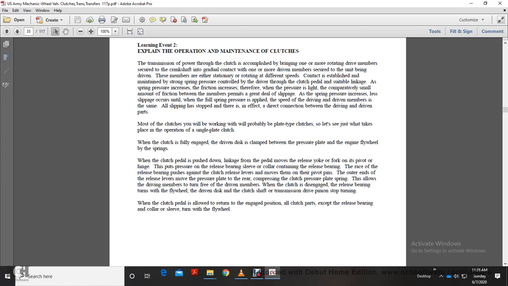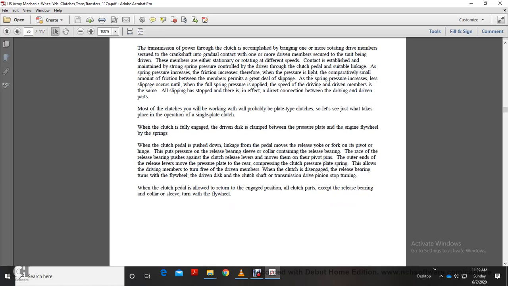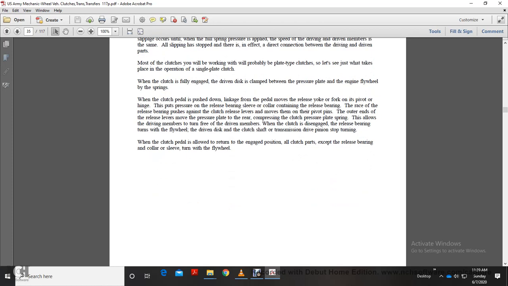This moves the release levers on their pivot pins, and the outer ends of the release levers move the pressure plate to the rear, compressing the clutch pressure plate springs. This allows the driven members to turn freely. The driving member of the clutch is disengaged. The release bearing is turning from the flywheel, but the driven disc, clutch shaft, and transmission drive pinion stop turning. When the clutch pedal is allowed to return to the engaged position, all clutch parts except the release bearing and the collar sleeve turn with the flywheel.